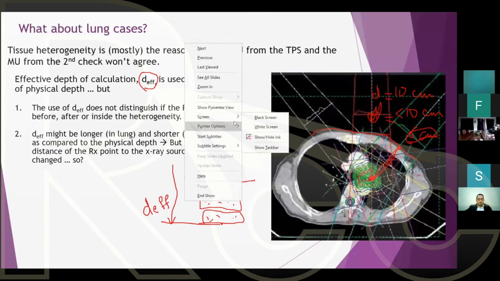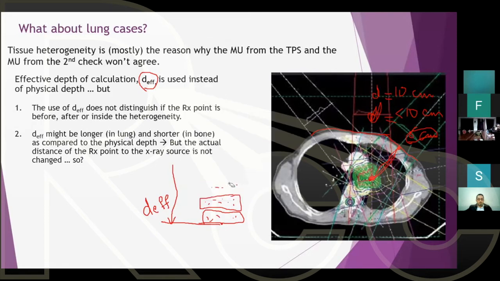This is important. Why? Because scattering behavior is different. You know that the closer the calculation point is to a heterogeneity, the more it is affected by the scatter property. Right? Meaning the closer the calculation point gets to the region, the more it is affected by the scatter or lack of scatter from this heterogeneity. But this information is not present in the D effective. It just gives you D effective, and then you just have like 6 centimeters, that is the D effective.